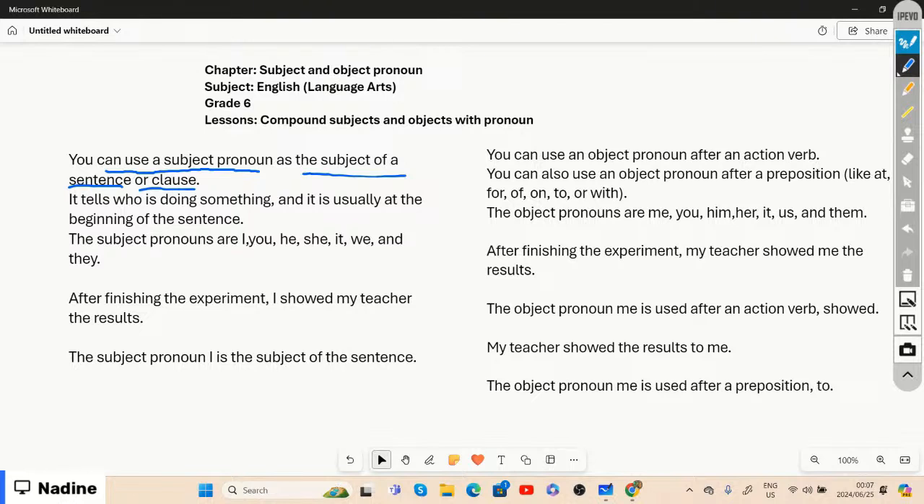When it comes to a subject pronoun, it tells us who is doing something. Just think of you being the subject of something. They usually, like, in arguments, say, yeah, you are the subject of why we are having this argument or fight. All right, so a subject pronoun tells us who is doing something, and it's usually at the beginning of a sentence. So subject pronouns we would usually find at the beginning of a sentence.